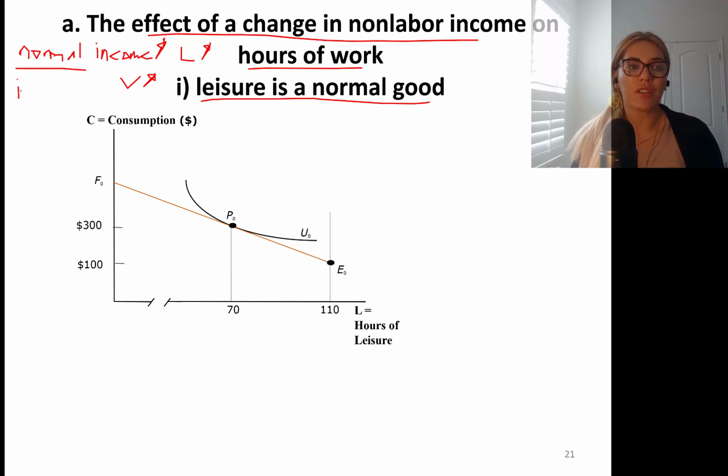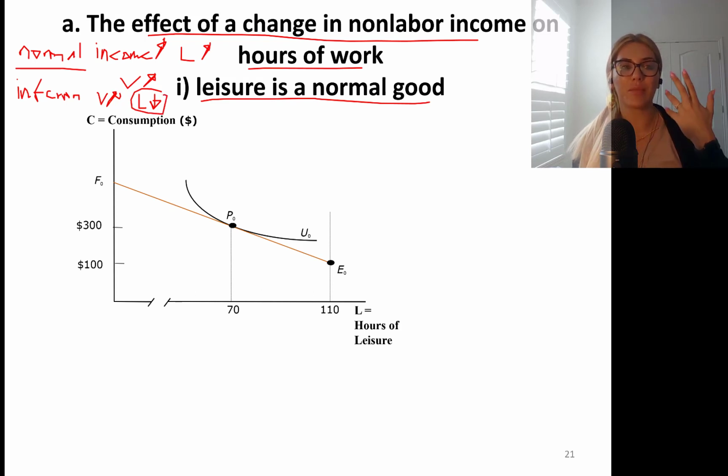We also have inferior goods. Inferior goods are goods that as your income goes up, you consume less. So if leisure is inferior, that means you're richer, you want to work more. It sounds weird, but examples of inferior goods, for instance, ramen noodle.